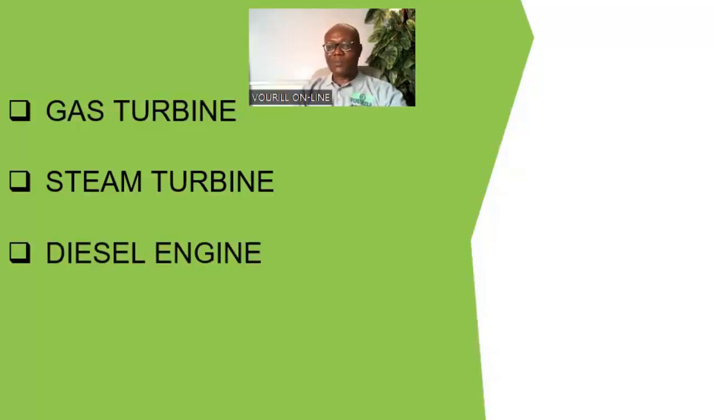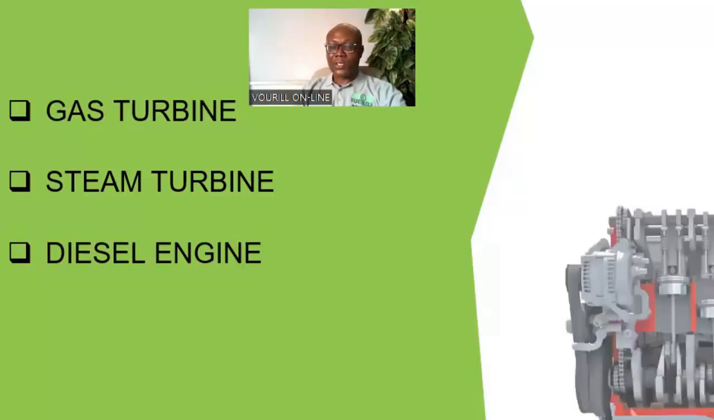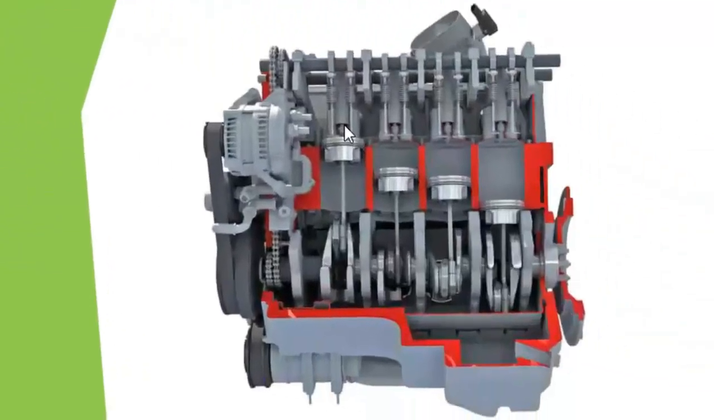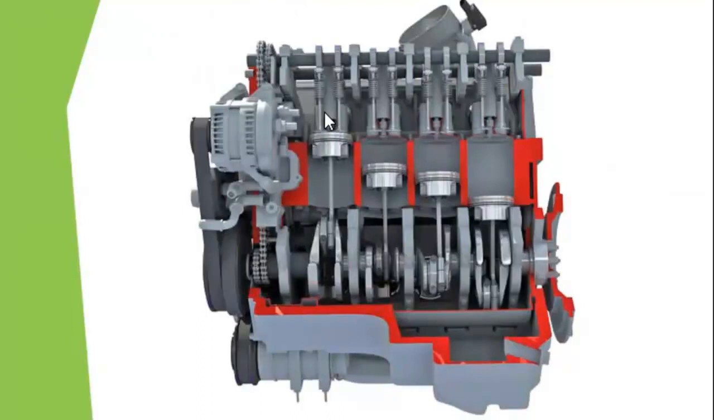So the next that we are going to look at is the diesel engine. The diesel engine, basically the same thing happens: conversion of the chemical energy that is contained in fuel into rotating mechanical energy. So how does it do this? As you can see, this is the combustion chamber. The fuel is injected into this combustion chamber. And then if it is the compression ignition engine, the fuel is compressed until it is ignited.